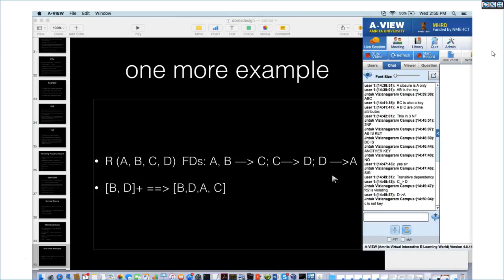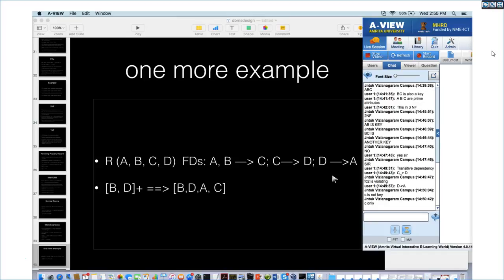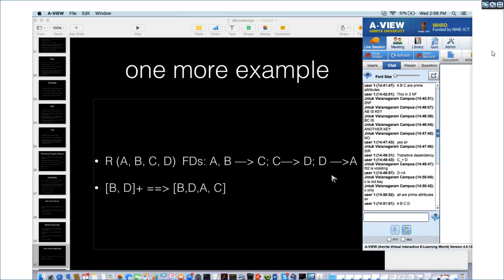What are all the keys? BC is a key. Okay. BD is also a key. Okay. What are the keys in this? Key attributes. All are prime attributes. Correct. Okay. So obviously, since all of them are prime attributes, there is no non-prime attribute. So there is no problem with 2NF because 2NF is defined with non-prime attributes being partially dependent on prime attributes. So there is no problem with prime attributes here. There is no non-prime attribute. So this relationship is in 2NF.